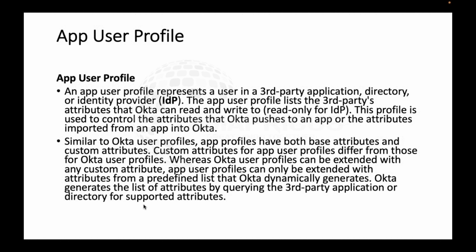And how is it generated in Okta? It is generated when Okta queries the third-party application or directory for any supported attribute. So Okta will be querying those applications. It will understand what data types or what attributes can be supported with this application, and accordingly it will allow you to create them here in Okta. So that's what an app user profile is.